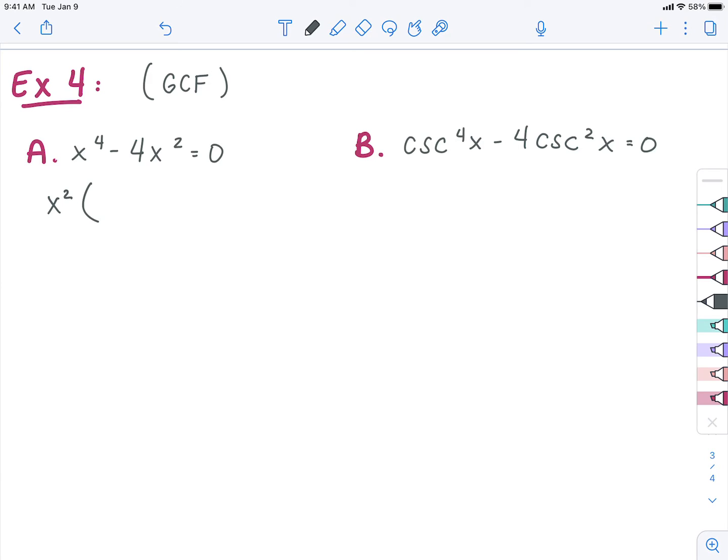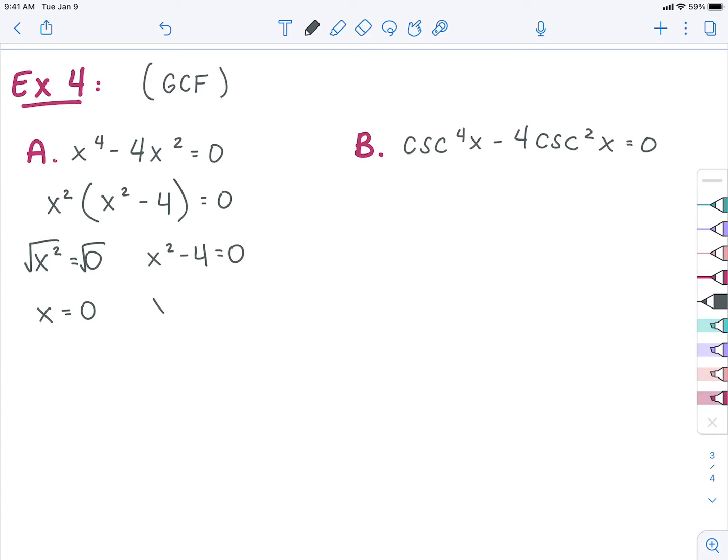And I get x squared minus 4 because I go in and I divide each term by x squared. And when I'm dividing things with exponents, I subtract their exponents. So once I do that, I get 0. Then I take each factor and set them equal to 0. Then I'm going to square root it. So I get x equals 0 because the square root of 0 is just 0.